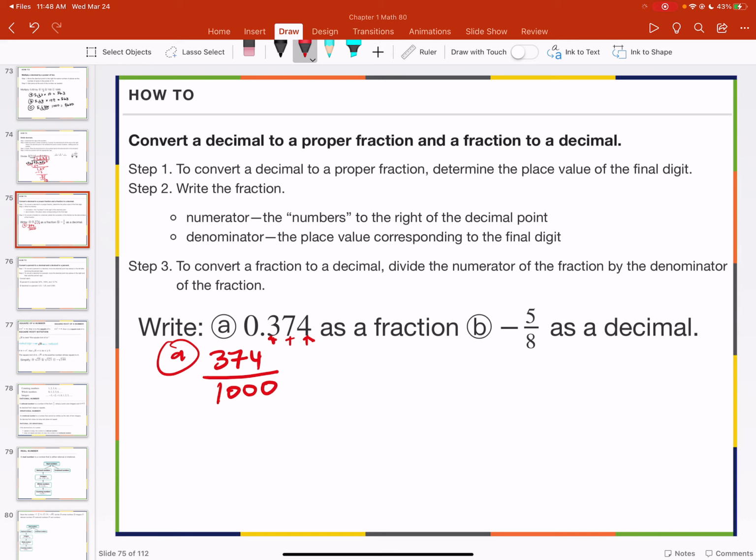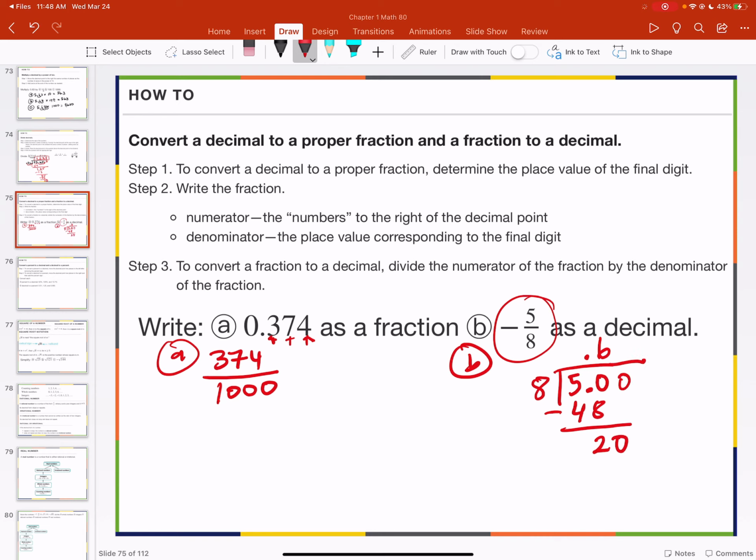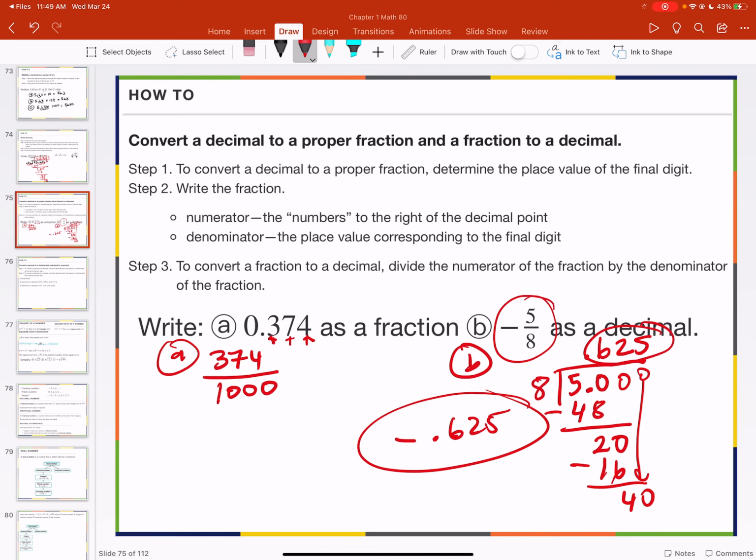But then for B, in order to write this fraction as a decimal, we know it's going to be negative. So we're basically taking 5 and dividing it by 8. Okay, so since there's something there, we put a decimal. 8 goes into 50 6 times, right? Subtract, that comes to 2, bring down a 0. 8 goes into 20 2 times, that's 16. Take the difference, that's 4, bring down a 0. 8 goes into 40 5 times. So that's it. So it's negative 0.625 because the original was negative.